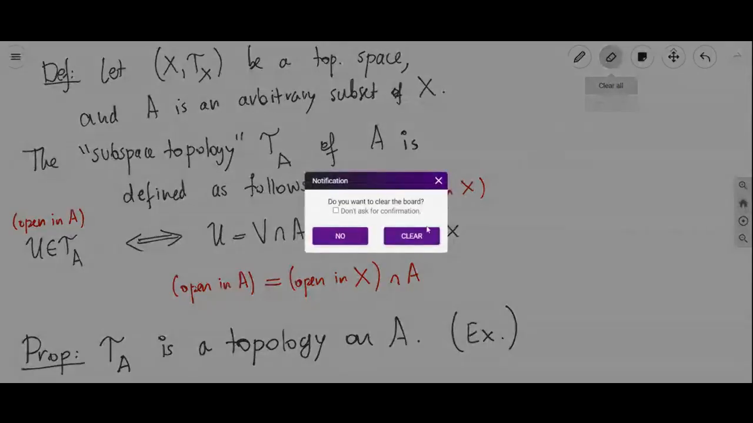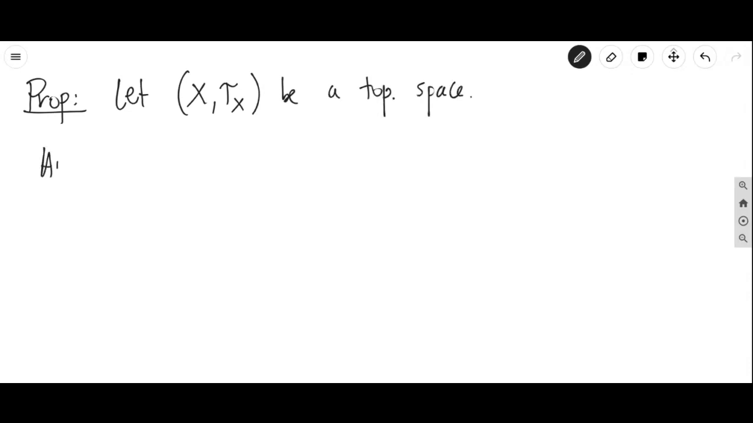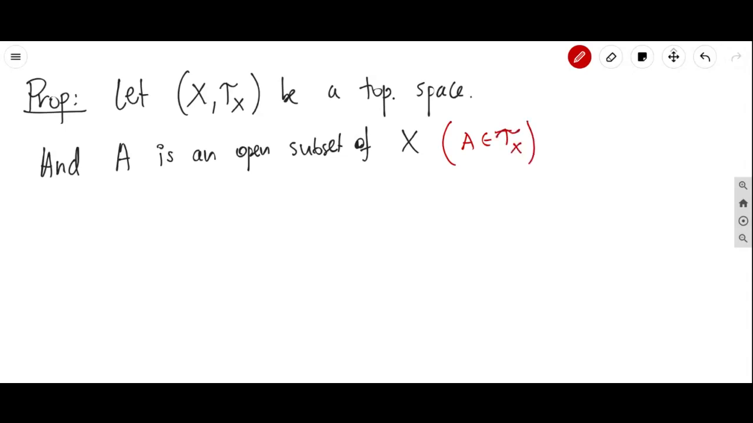Therefore, let me say this. I'm going to take this down, and let me write down this proposition. Let (X, T_X) be a topological space, and A is an open subset of X, which just means that A belongs to the topology of X. Then the subspace topology of A is contained in the subspace topology of X.